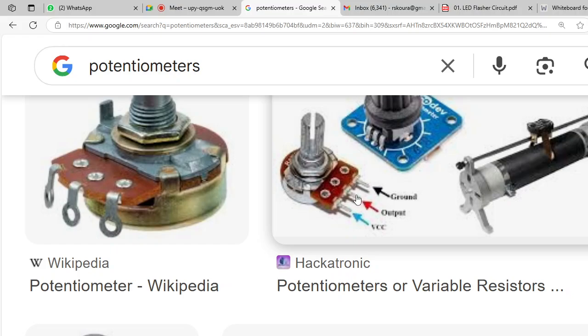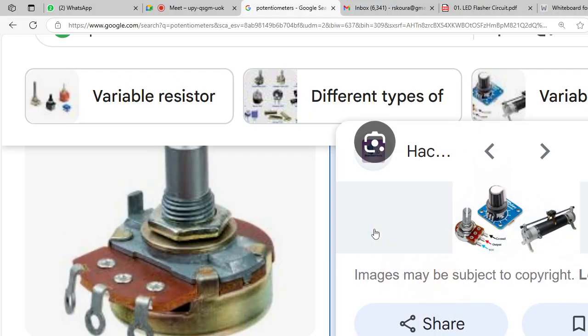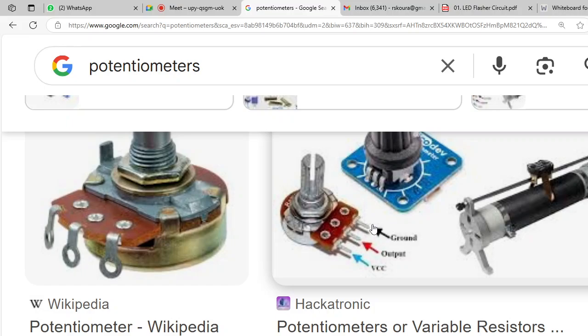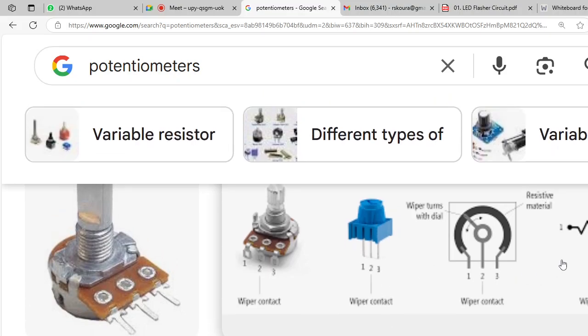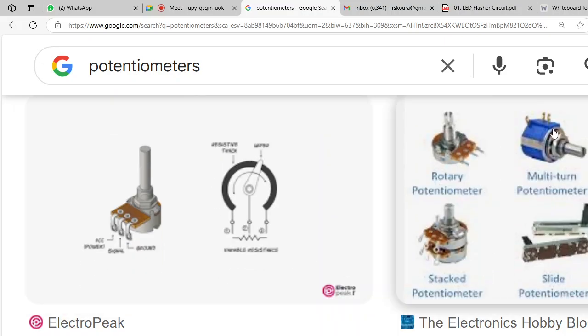You can see that these people have also termed it as VCC, ground and output. That means one particular end is connected to the positive of the battery, one is connected to the negative of the battery, and this gives you the output. This is the variable resistance that we are talking about here. It doesn't matter what kind of potentiometer it is, it will always have three terminals. All of them will have three terminals.